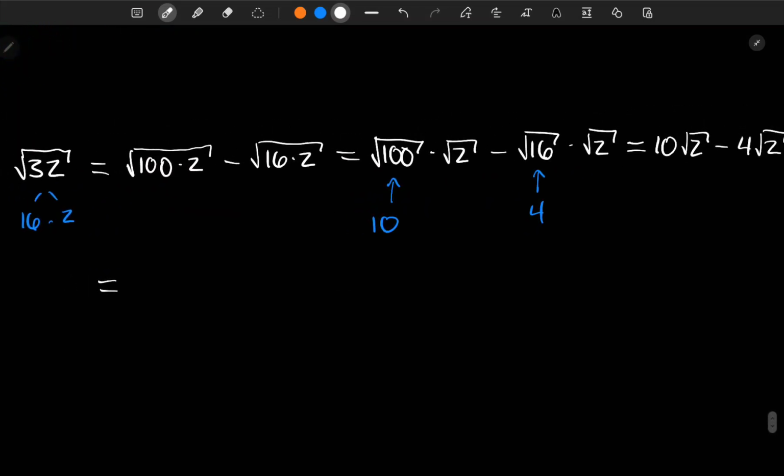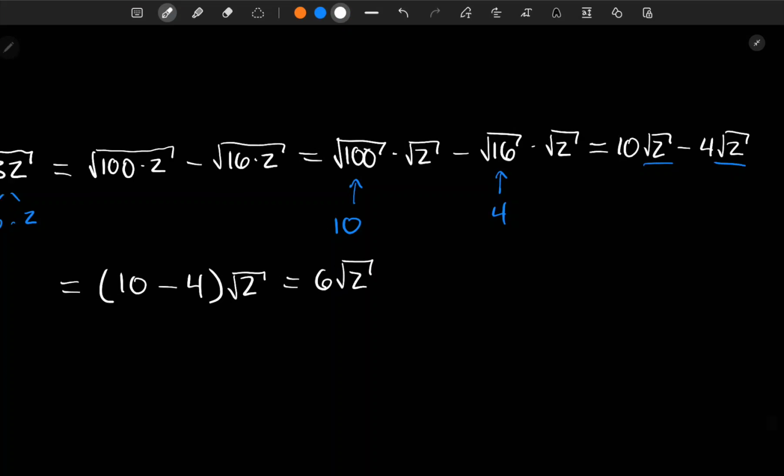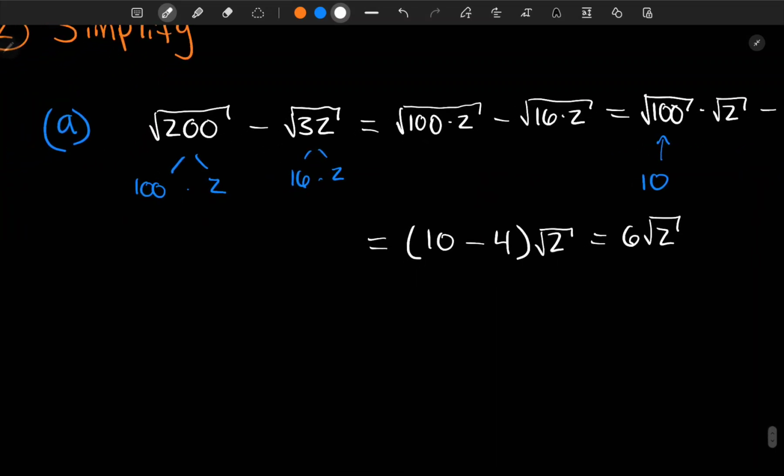And finally, we have 10 minus 4 square root 2, because each of these terms above has a square root 2 in it, so I factor it out here, and I'm left with the coefficients in front of the square root 2, which are 10 and 4. And then I do the subtraction, and this becomes 6 square root 2. So the square root of 200 minus the square root of 32 is equal to 6 times the square root of 2.